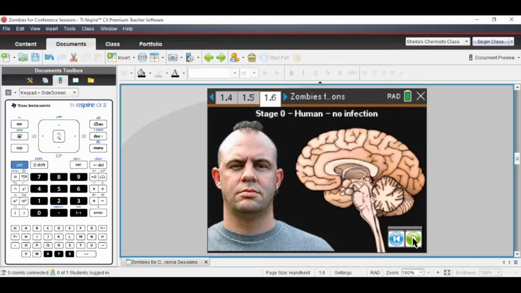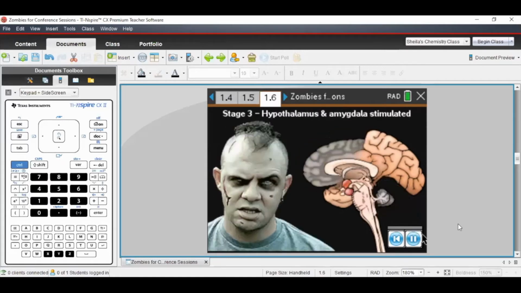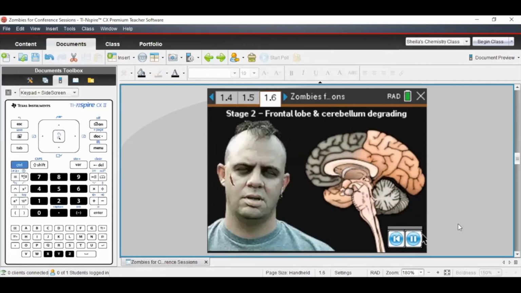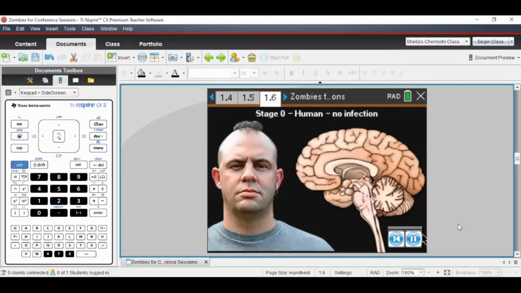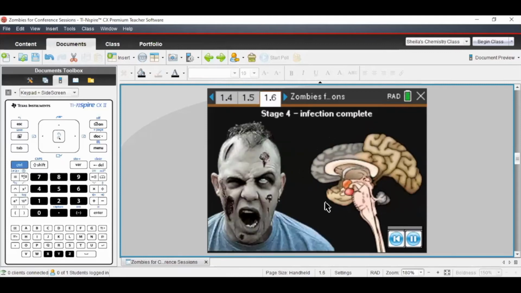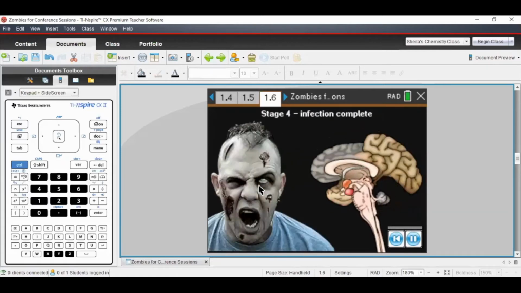So I'm going to click on play, and I'm just going to let this run through a couple of times, and we'll see what happens to this guy as he goes from stage 0. Here he is, a human with no infection, and now we're going to infect him. I'm just letting this run through. I'm not clicking on anything right now. This is a loop that runs continuously until we stop it. You can see this guy as the stages progress from stage 0 to stage 4.